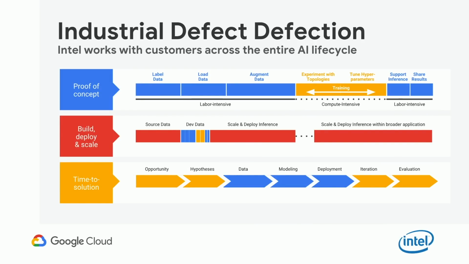I'd like to start with a real example of an AI customer to highlight the value that Intel brings to AI. This is showing the life cycle of an industrial defect detection project. And we are showing the breakdown of this life cycle into different phases. While other projects will be different in time breakdown, the steps are typically the same. At the bottom, overall time to solution is the complete AI journey, including steps from opportunity assessment to development and deployment, and ultimately evaluation of the end result.